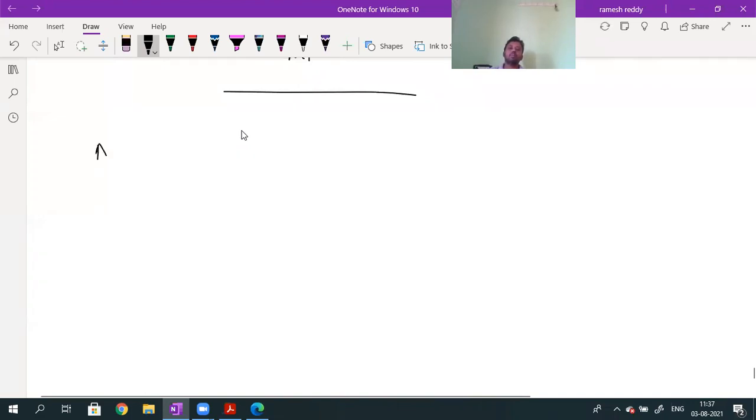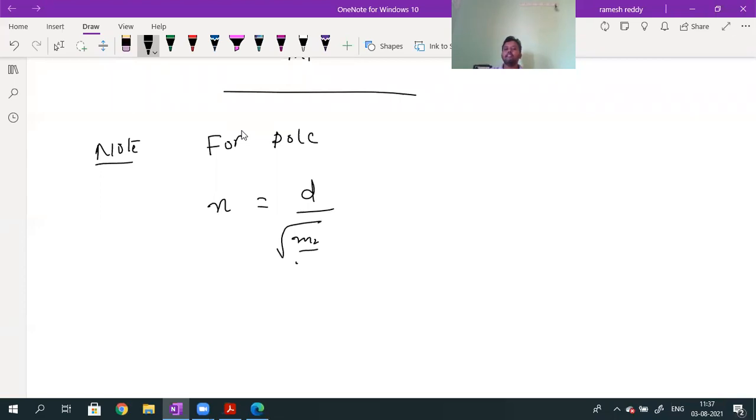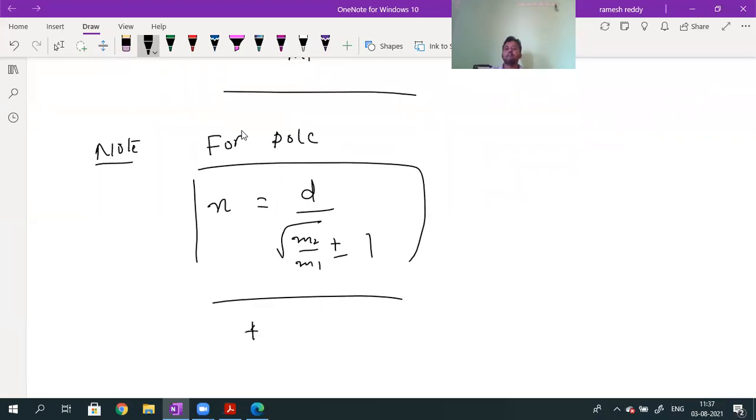Always remember with respect to poles. To locate the null point with respect to poles, the X formula will be given by D divided by root over M2 by M1 plus or minus 1. Plus sign is for like poles: when like poles are placed side by side, plus sign. Minus sign is for unlike poles.